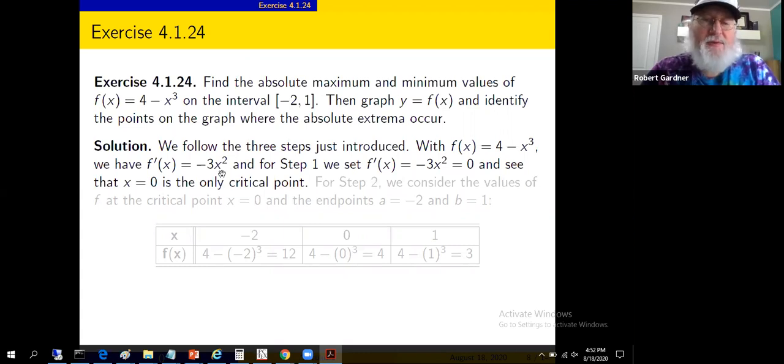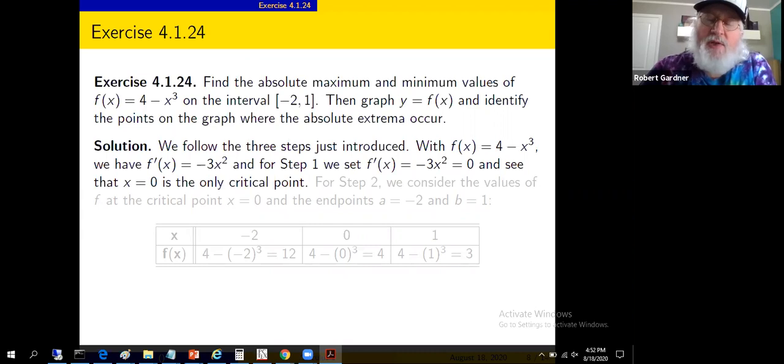-3x squared is never undefined. So there's only one kind of critical point, and there's only one critical point, and it's x equals 0, where the derivative is 0. Keep that in mind. The derivative is 0 at x equals 0. They want us to graph this thing. At x equals 0, it'll have a horizontal tangent line. So keep that in mind.